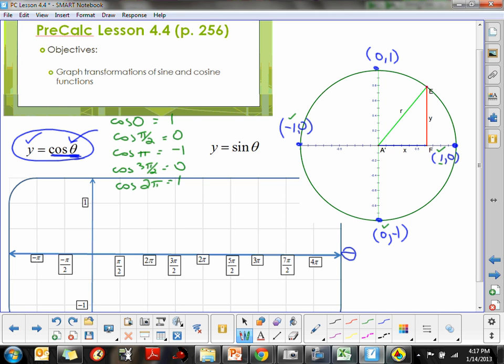of 1. So if we were going to do those correlations, when theta was 0, the cosine was 1, and our output is 1. So at a 0 radian measure, not 0 degrees, 0 radian, our output is a 1, because the cosine of 0 is 1. That's what we're going to graph.